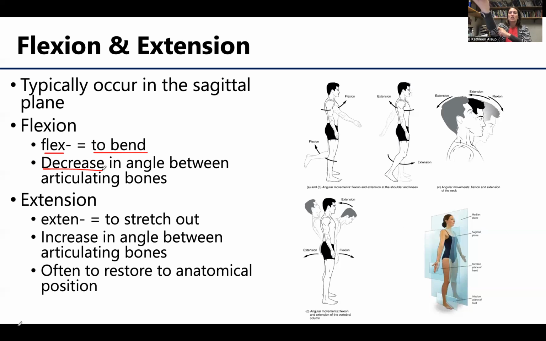And extension is to stretch out. It will increase the angle between articulating bones. And oftentimes extension is a restoration to anatomical position, but not necessarily so. And in fact, you can hyperextend past anatomical position. So most synovial joints of the body can flex and extend. So the simplest one, say like in terms of a hinge joint, that is going to only be capable of flexion and extension.